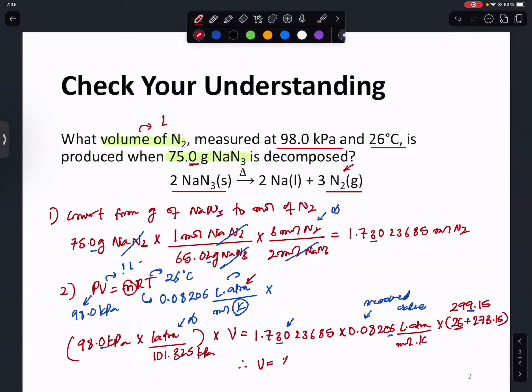So the digits on my calculator give me 43.91537684 liters. Okay, and we're going to round to 3 sig figs, therefore I have 43.9 liters.